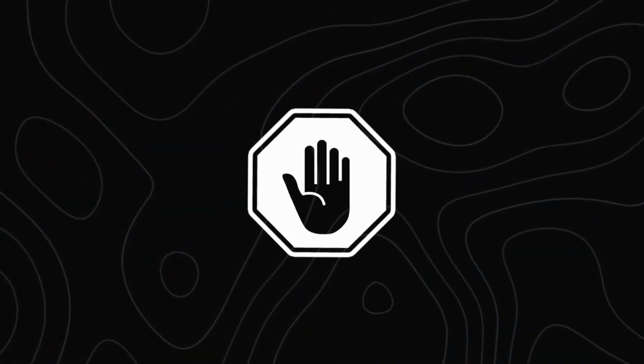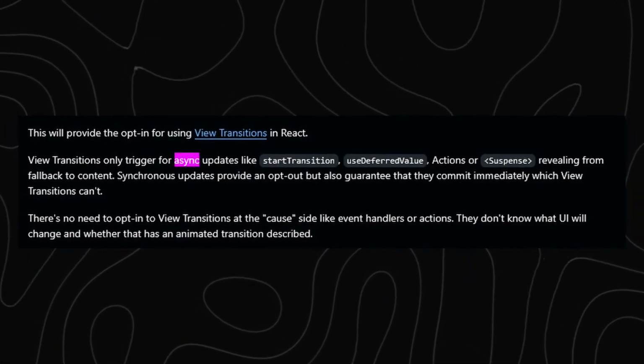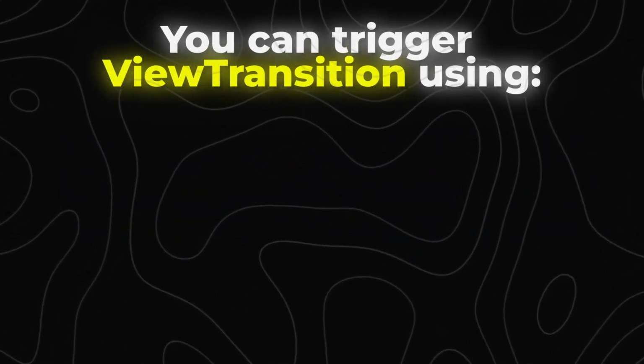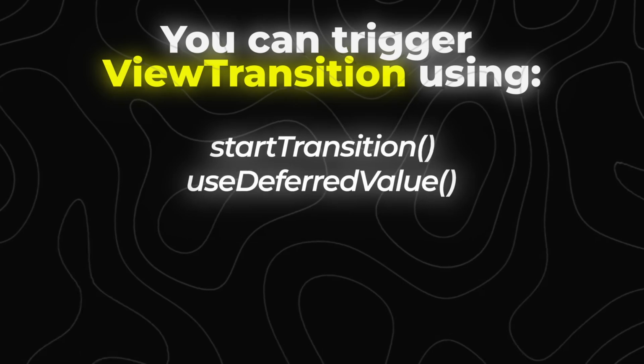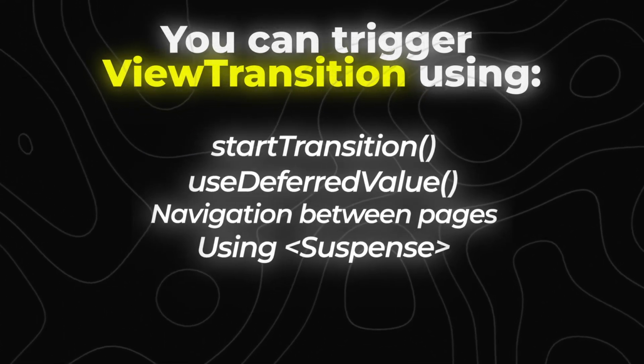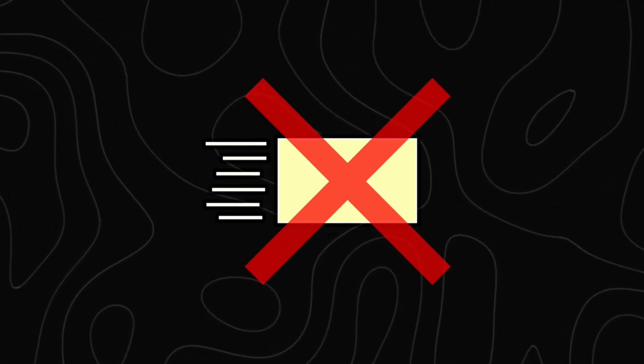Now, before you start creating smooth, eye-catching animations, here's one key rule. View Transitions only work with asynchronous updates. This means synchronous state updates won't trigger animations. The only scenarios where it will work are using startTransition or useDeferredValue functions, navigation between pages, or revealing content inside a Suspense component. So if you're trying to animate a component without using an async update, the transition simply won't happen.